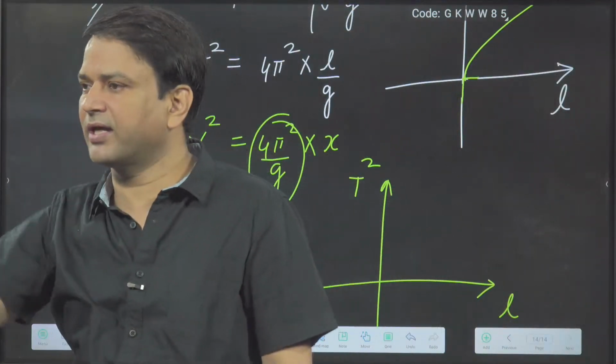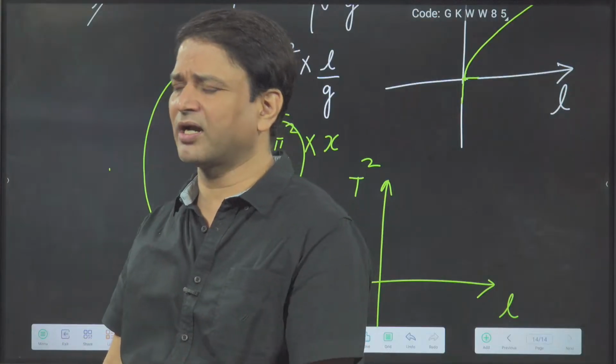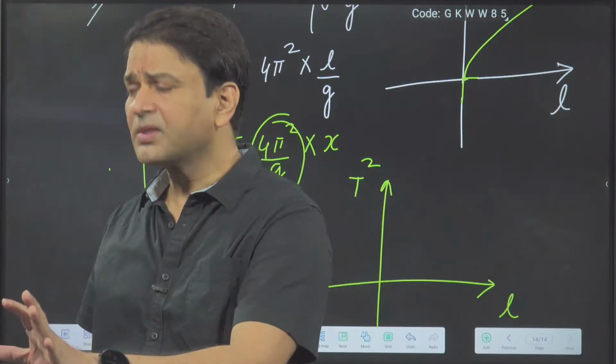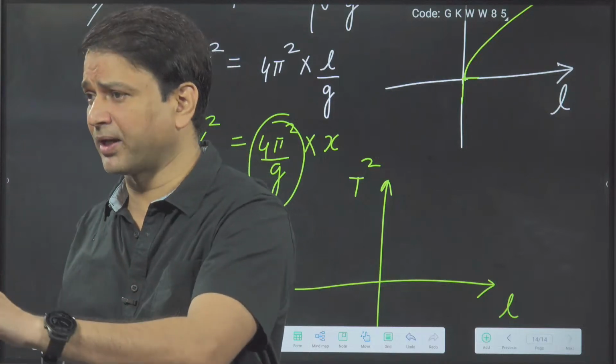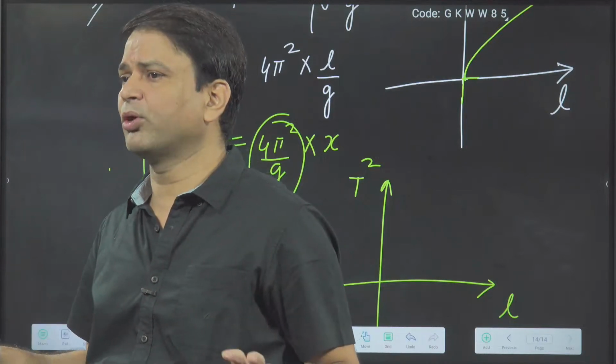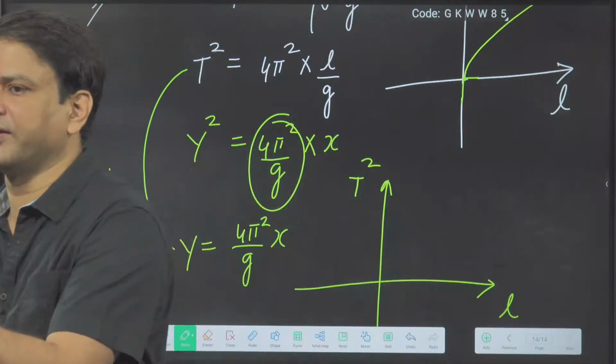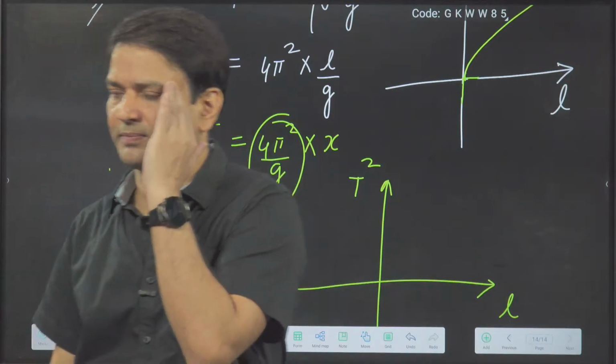In oscillation, this graph is there in the NCERT also. The T square and L graph is there, and the T and L graph is also there. The T square and L graph is a straight line. The T and L graph is a parabola. In the parabola, if the time goes negative, we will remove the negative part of the graph.